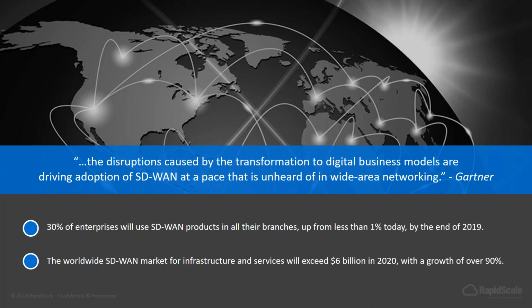If you think about it, a 2017 statistic was that 1% of enterprises were using SD-WAN in all of their branches. The prediction is that by 2019, that number will be 30%. That's pretty phenomenal growth. The worldwide market for SD-WAN is expected to grow to over $6 billion by 2020. That's a 90% acceleration, pretty phenomenal.